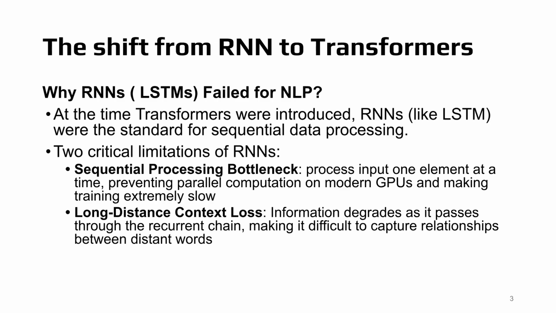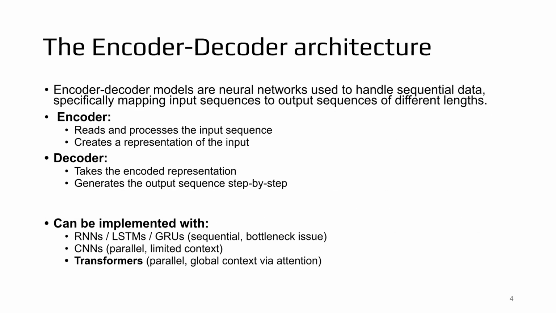Second, the vanishing gradient problem caused long-distance context loss. Information from the beginning of a sentence would degrade as it passed through the recurrent chain. Imagine trying to connect the subject at the start of a paragraph with a pronoun at the end. RNNs struggled with this. Before diving into transformers, let's understand the encoder-decoder paradigm that they're built upon.